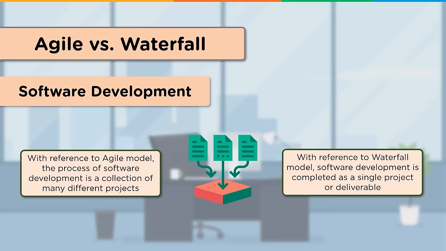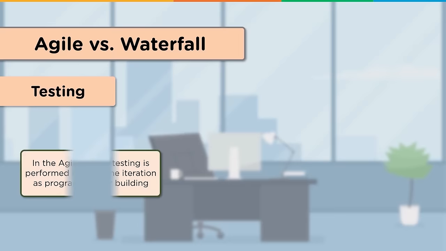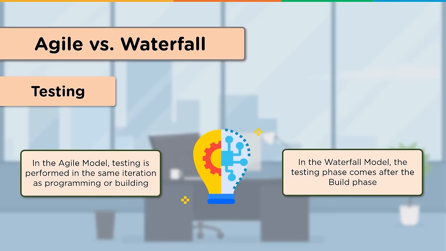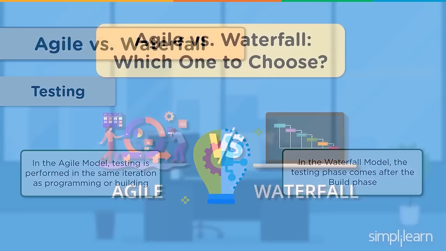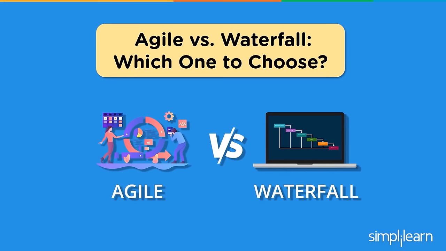The next aspect we will discuss is testing. In the case of agile methodology, testing is performed in the same step in which programming or building of the software is being performed. Whereas, in the waterfall model, there is a separate testing phase in which the system is tested, and this phase comes after the build phase. We often come across the question, which development model to choose for software development? These contrasts, especially these last three, will help you understand which model will be a better fit for your work.